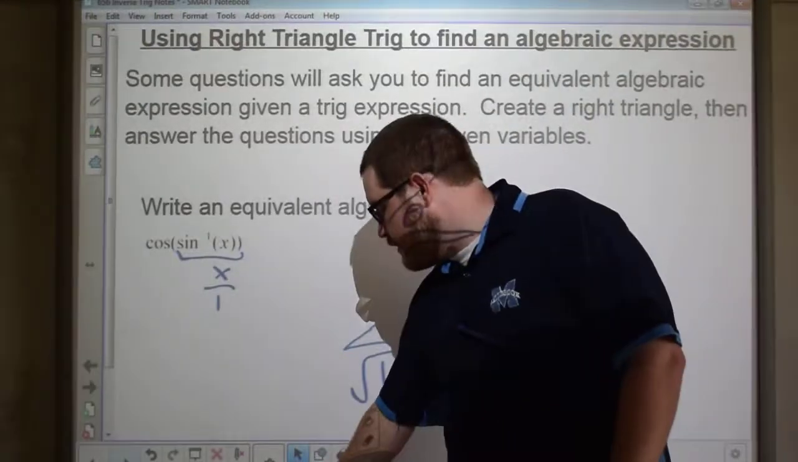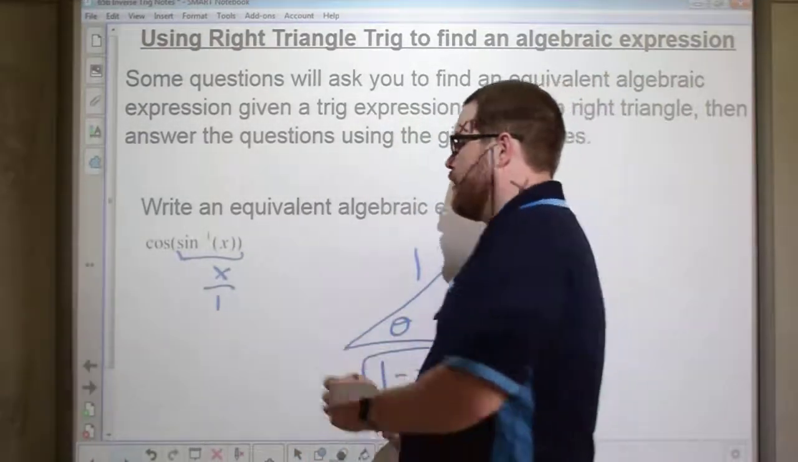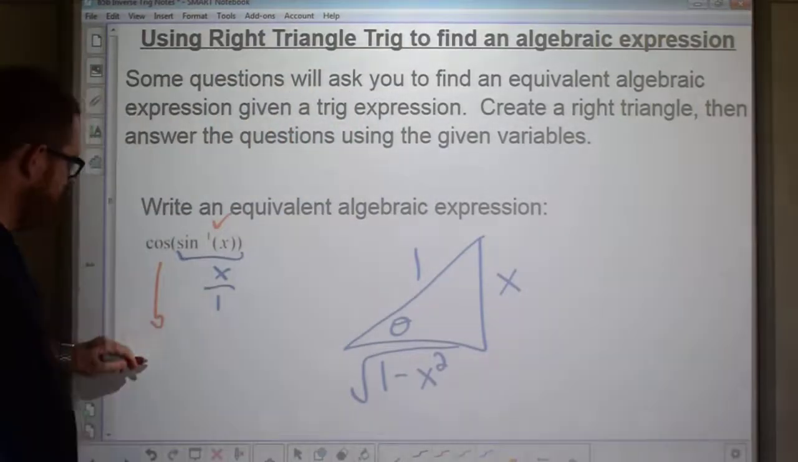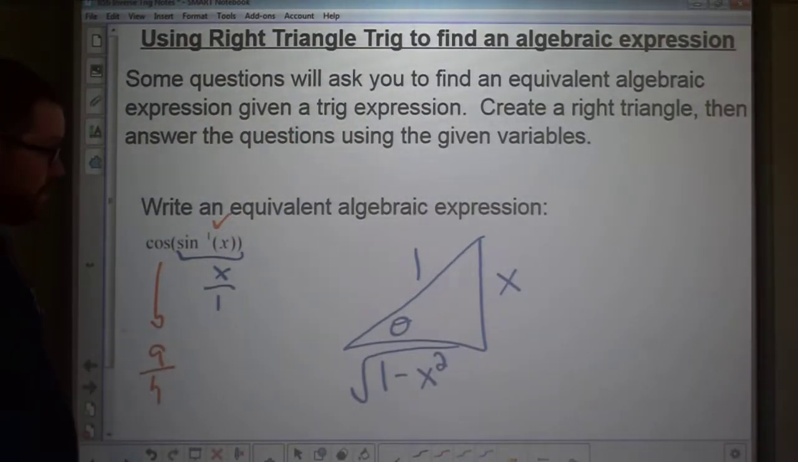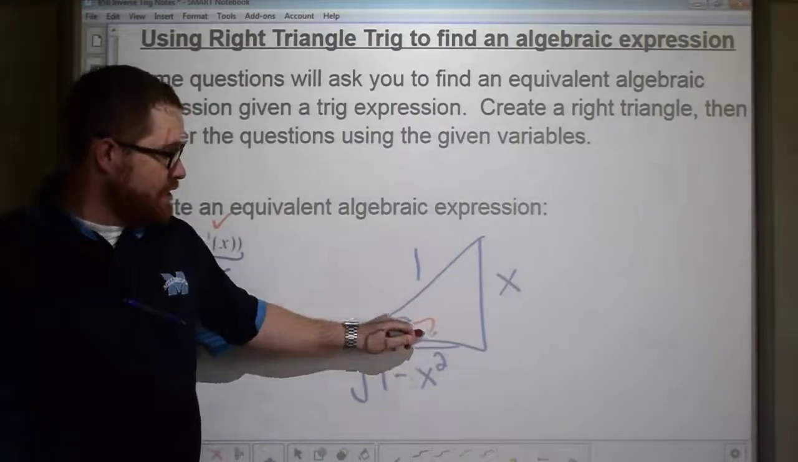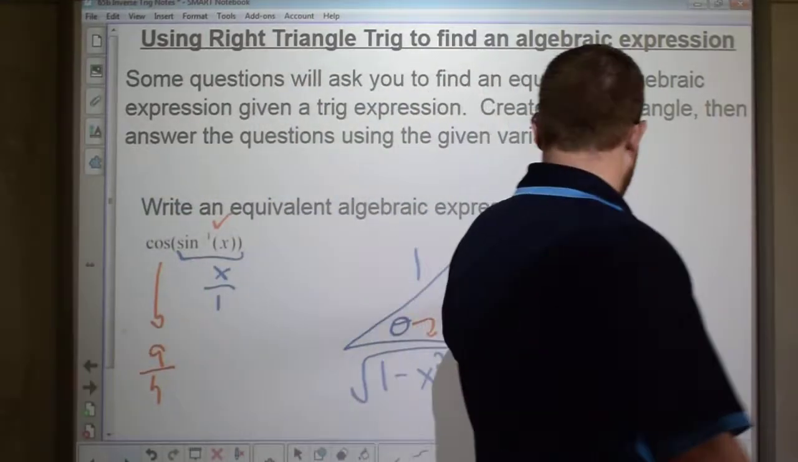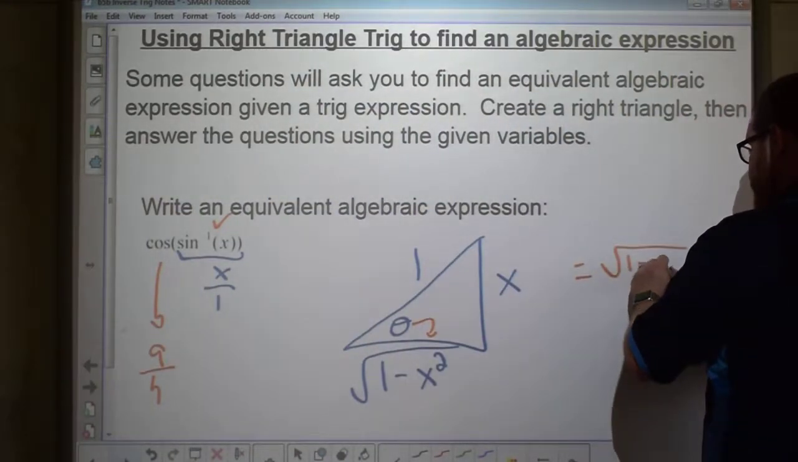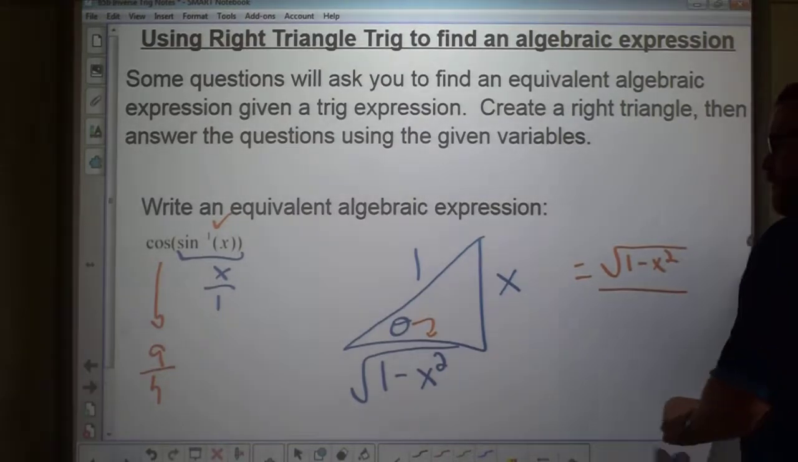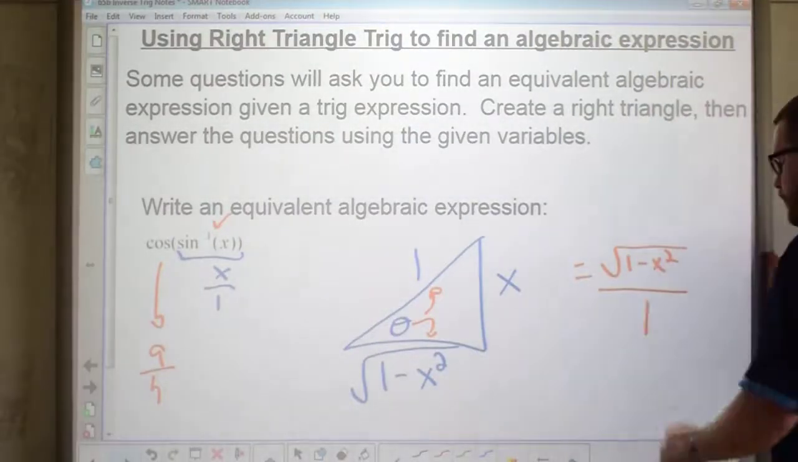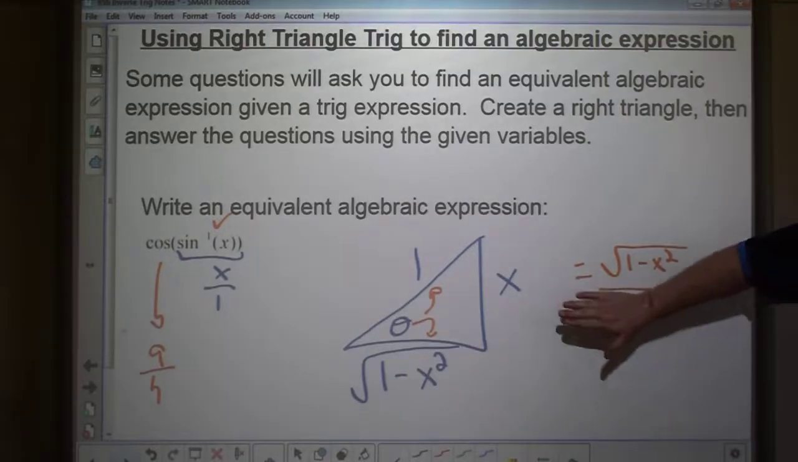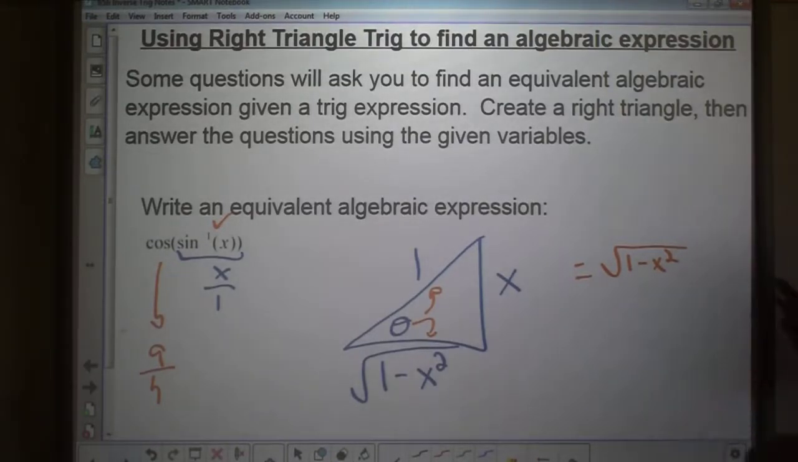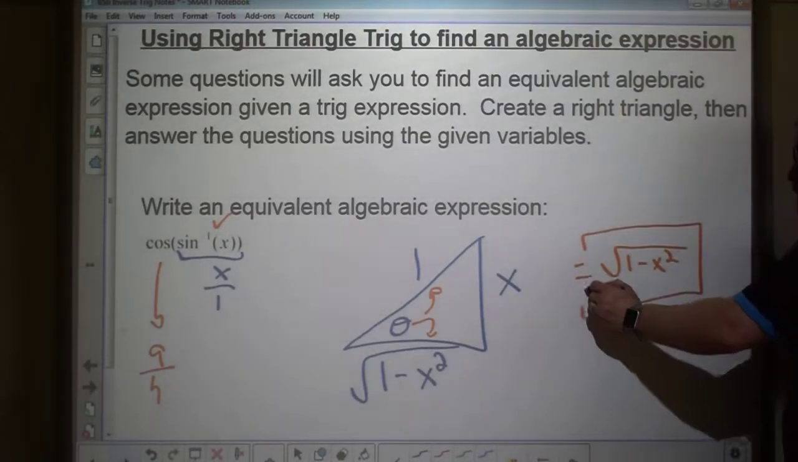Now let's find the cosine of this angle. How do I find cosine? Cosine is adjacent over hypotenuse. What side is adjacent to that angle? Square root of 1 minus x squared over, what's the hypotenuse? 1. Because I don't need to divide by 1. Dividing by 1 doesn't change the problem. That's my answer.